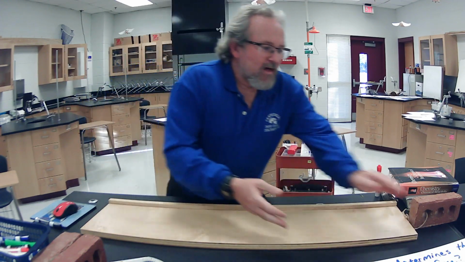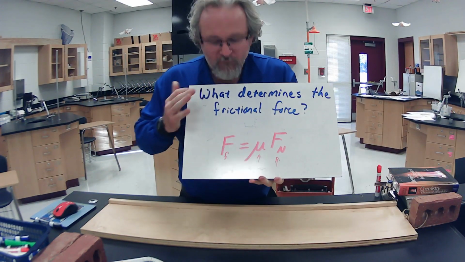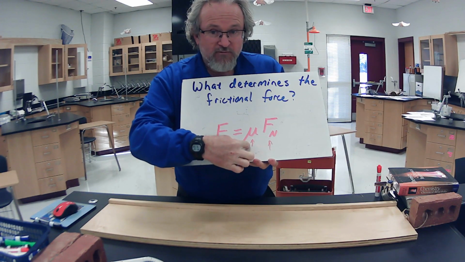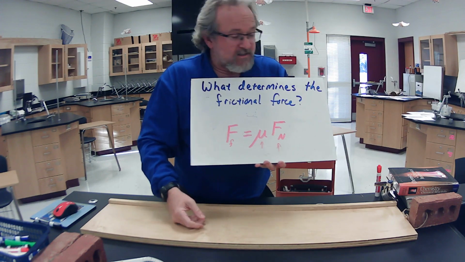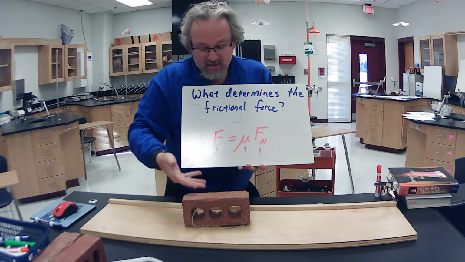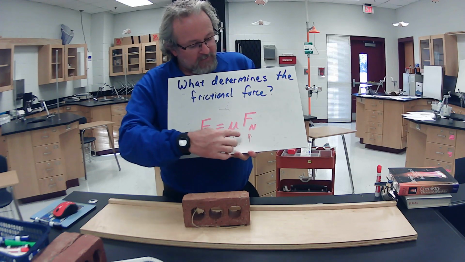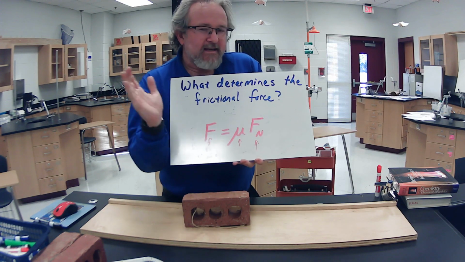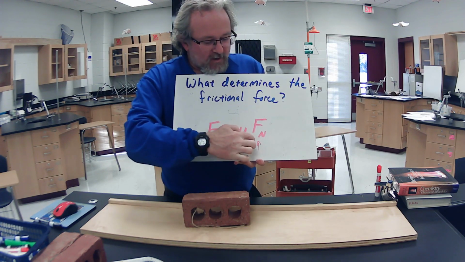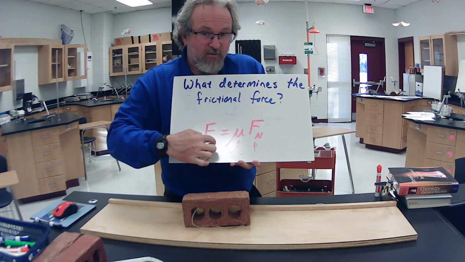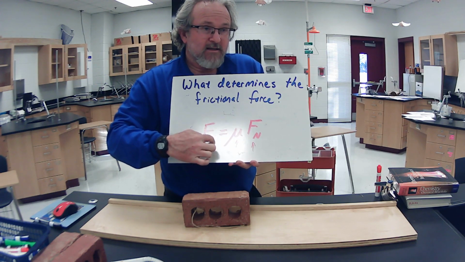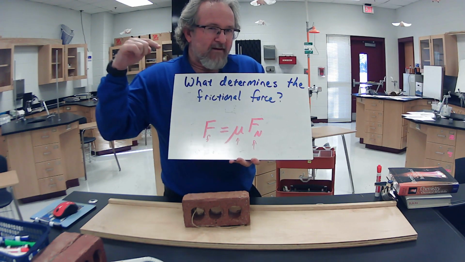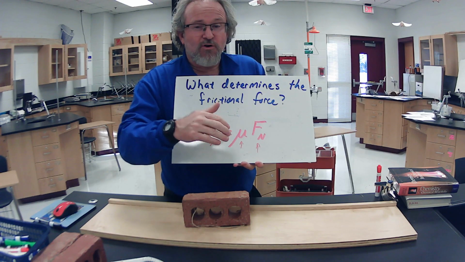Well, remember that the frictional force is determined by two things. That coefficient of friction, which is whatever two surfaces are in contact. I didn't change that. It was brick and wood the whole time. My normal force was getting less as I raised the ramp. So as this got less, that means the frictional force got less. And eventually the frictional force was so little that gravity was able to overcome it and the brick started to move.